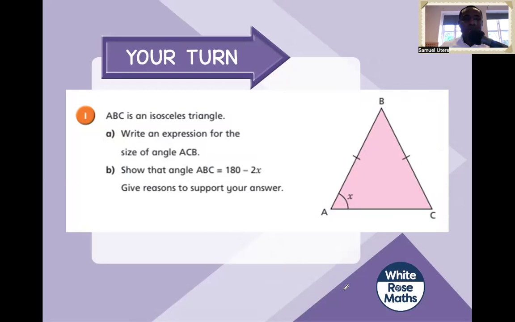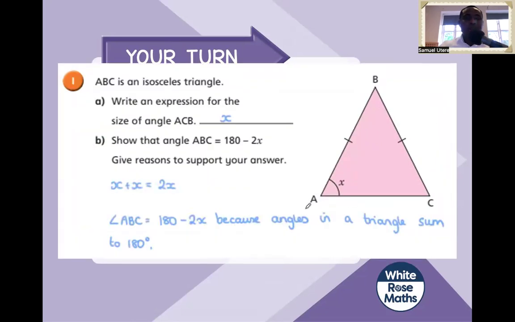Let's discuss them. For question 1a, you were asked, ABC is an isosceles triangle, and you can see the hatch marks there. Write an expression for the size of angle ACB. So we know that X is given to us here. And we know for an isosceles triangle that the base angles must be equal. So it means ACB should be X as well.